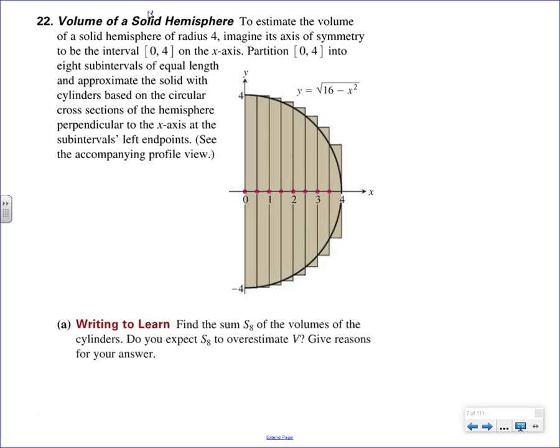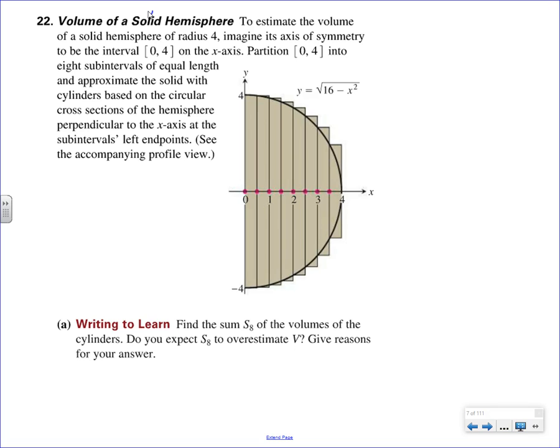Into how many subintervals? 8. Of equal length, that's nice, and approximate the solid with cylinders based on the circular cross sections of the hemisphere perpendicular to the x-axis of the subintervals' left endpoints. There's a picture to help. Yes, it's 3-dimensional, not 2, hence why they're talking about cylinders. Pi r squared times height is the volume of a cylinder, right?